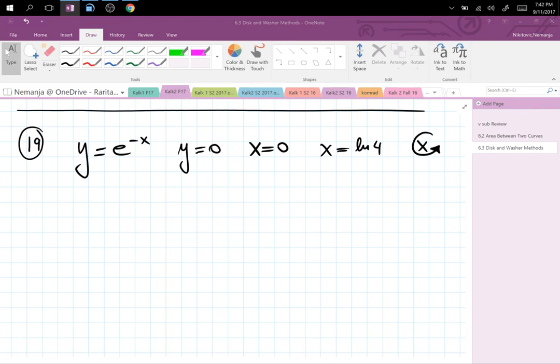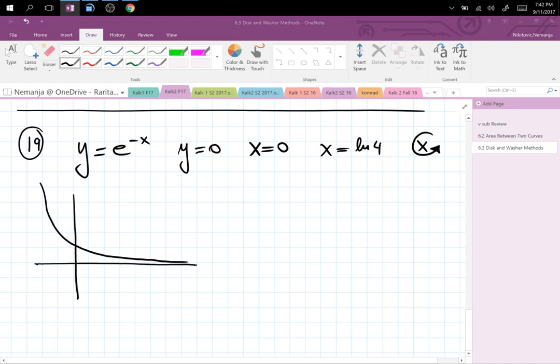All right, let's take a look at this problem together. It's tons of fun, right? Draw some pretty pictures, put some integrals down, and call it a night. So we have an exponential decay function. It looks like this and goes through 1. And then you have your ln4 somewhere. We don't care where it is. Just ln4 is a number.